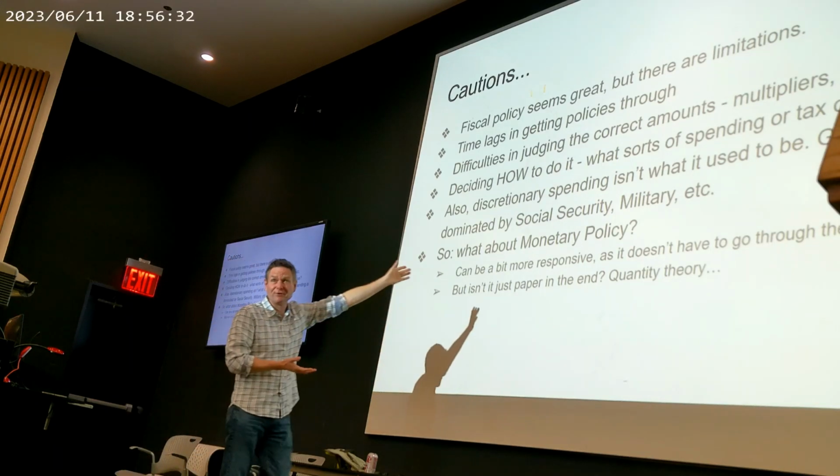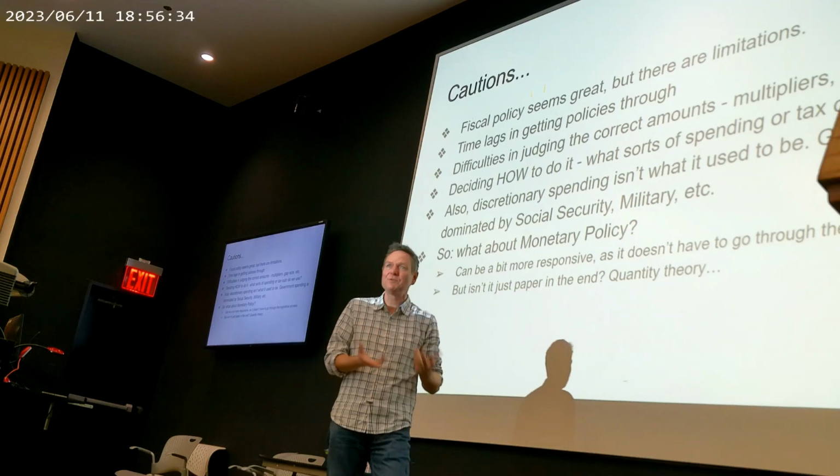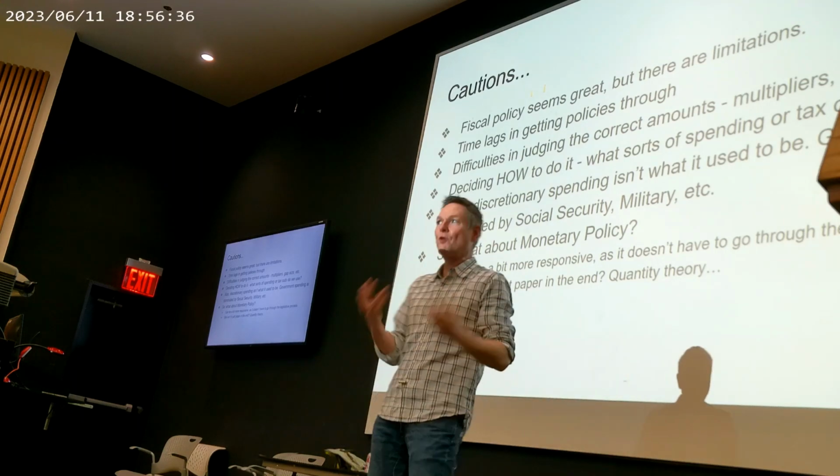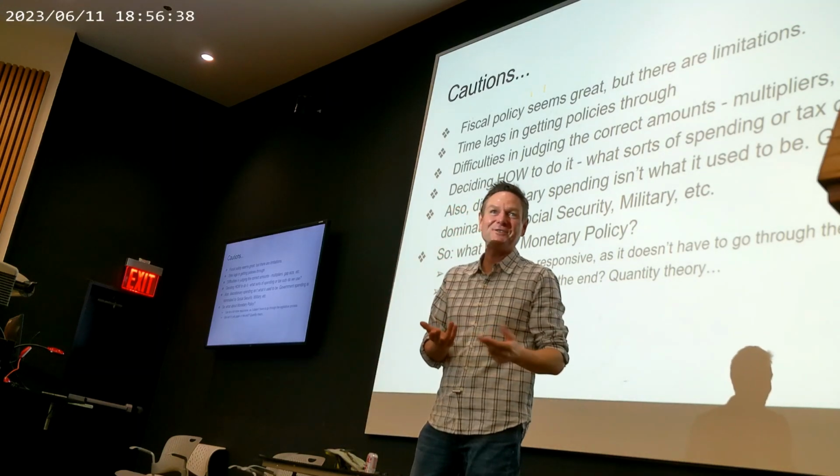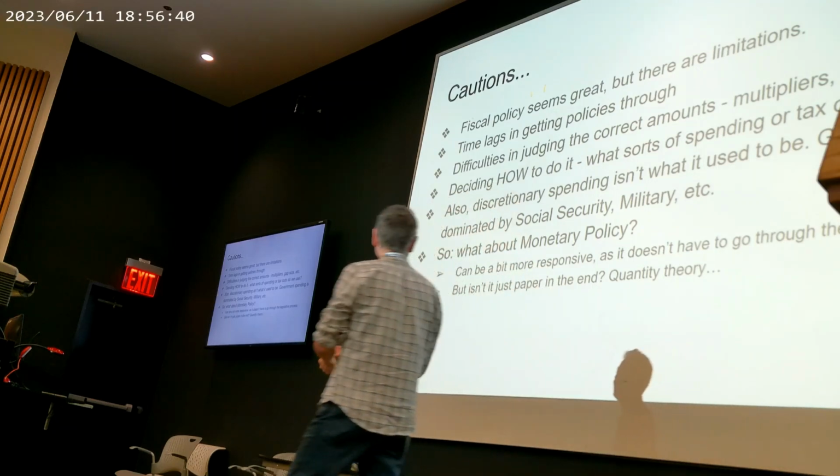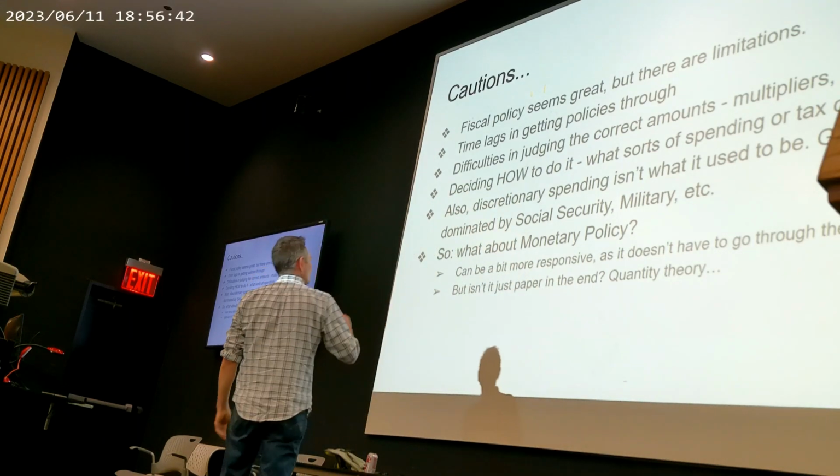And discretionary spending, we might not be able to even do that the way we want to because there's so much other spending going on, right? Social Security, defense, things like that. So those are all problems, right?